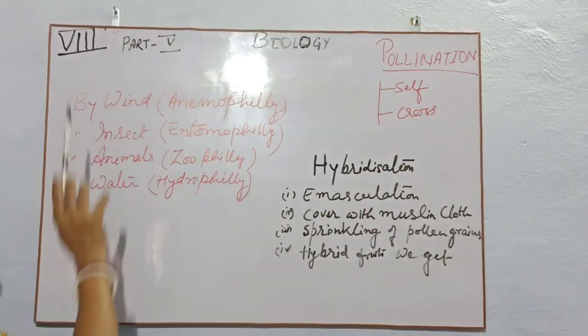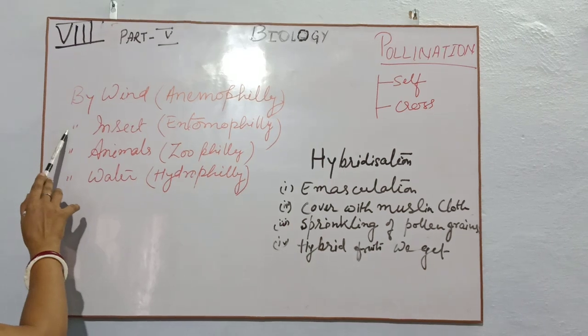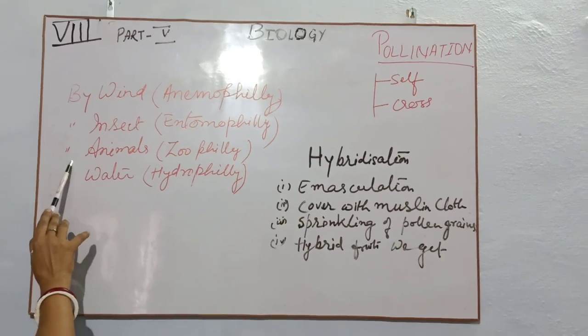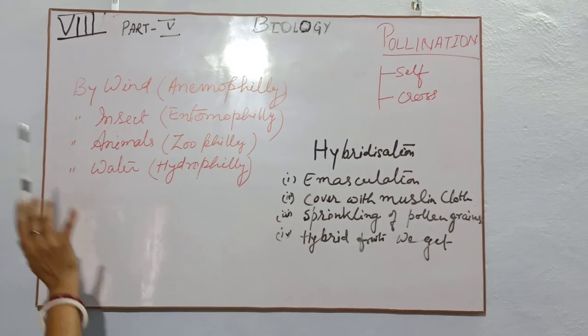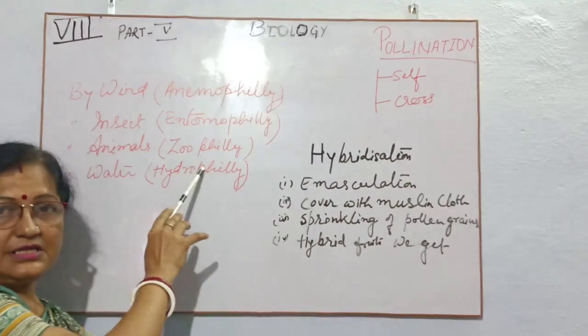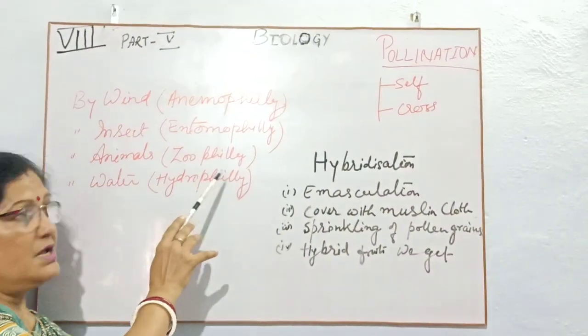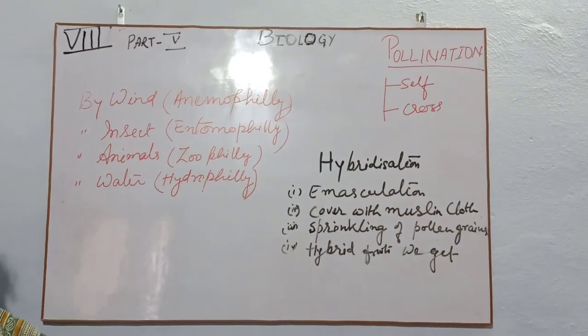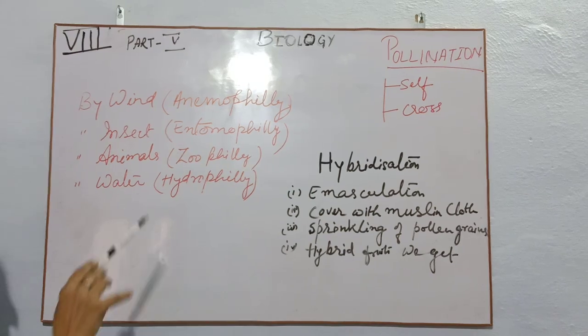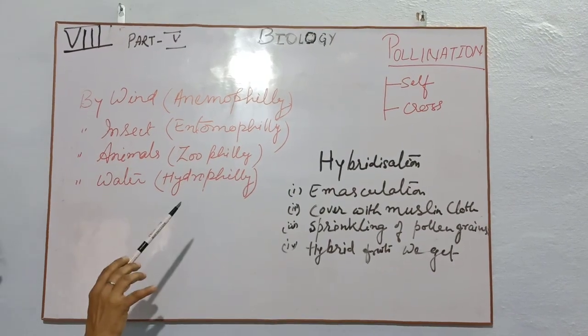This is part 5. Now these two pollinations were over. Now the third one, pollination done by the animals. Biologically it is known as zoophily. As you know, zoo means animal. As children, you are going to see the animals in the zoo. So the name is given zoophily.